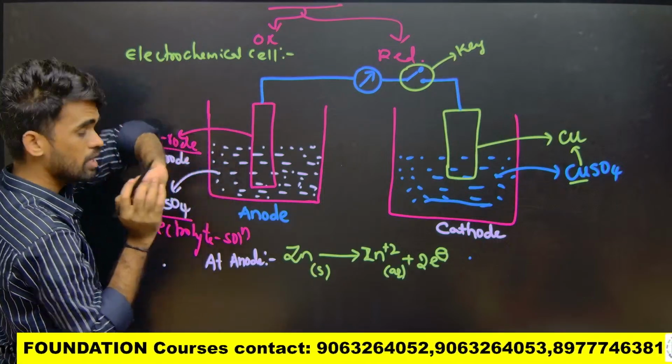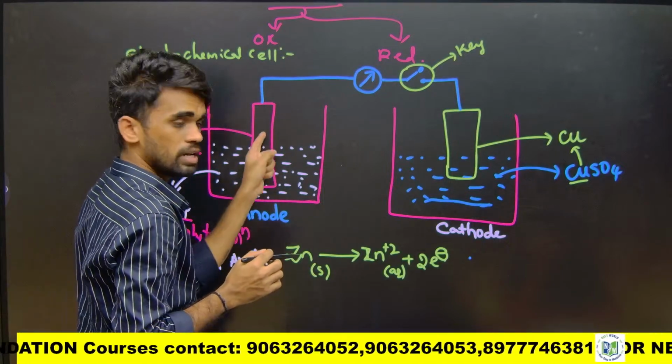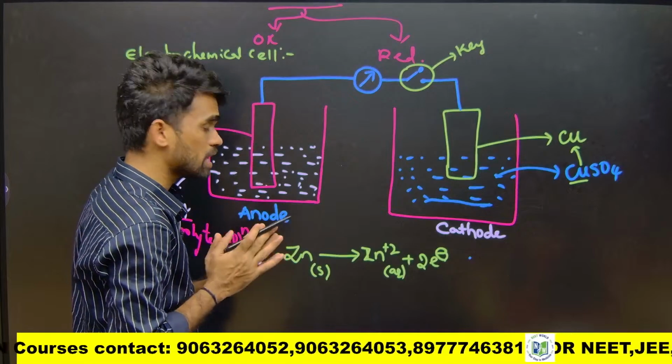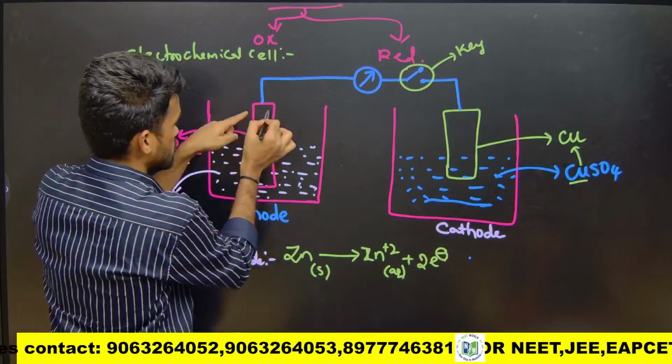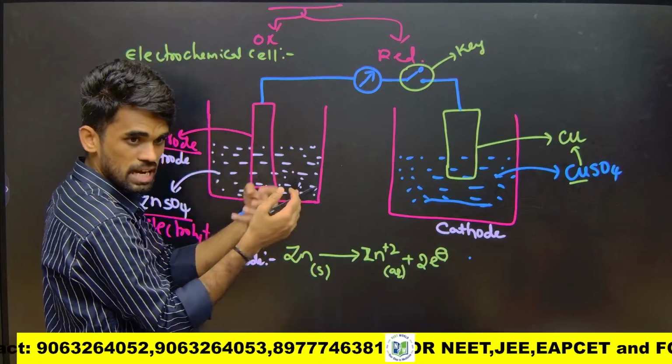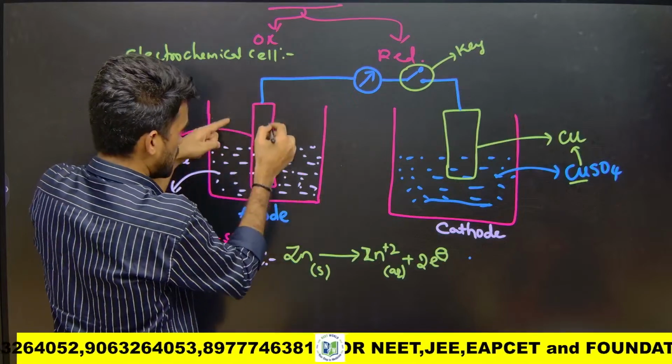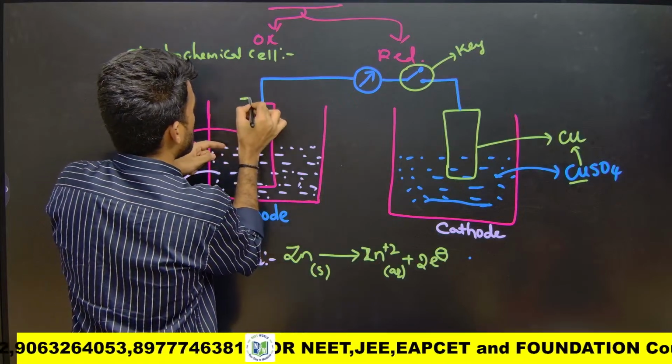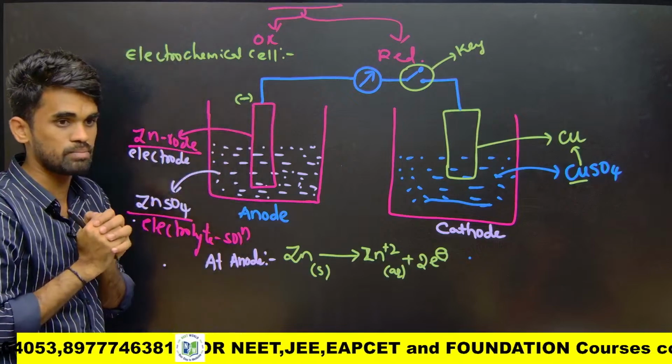Is that clear? Now electrons are being released from here. What we can observe here is that this metal has more tendency to release electrons. So now I am indicating this metal with a negative charge symbol. Why am I indicating the negative charge symbol here?